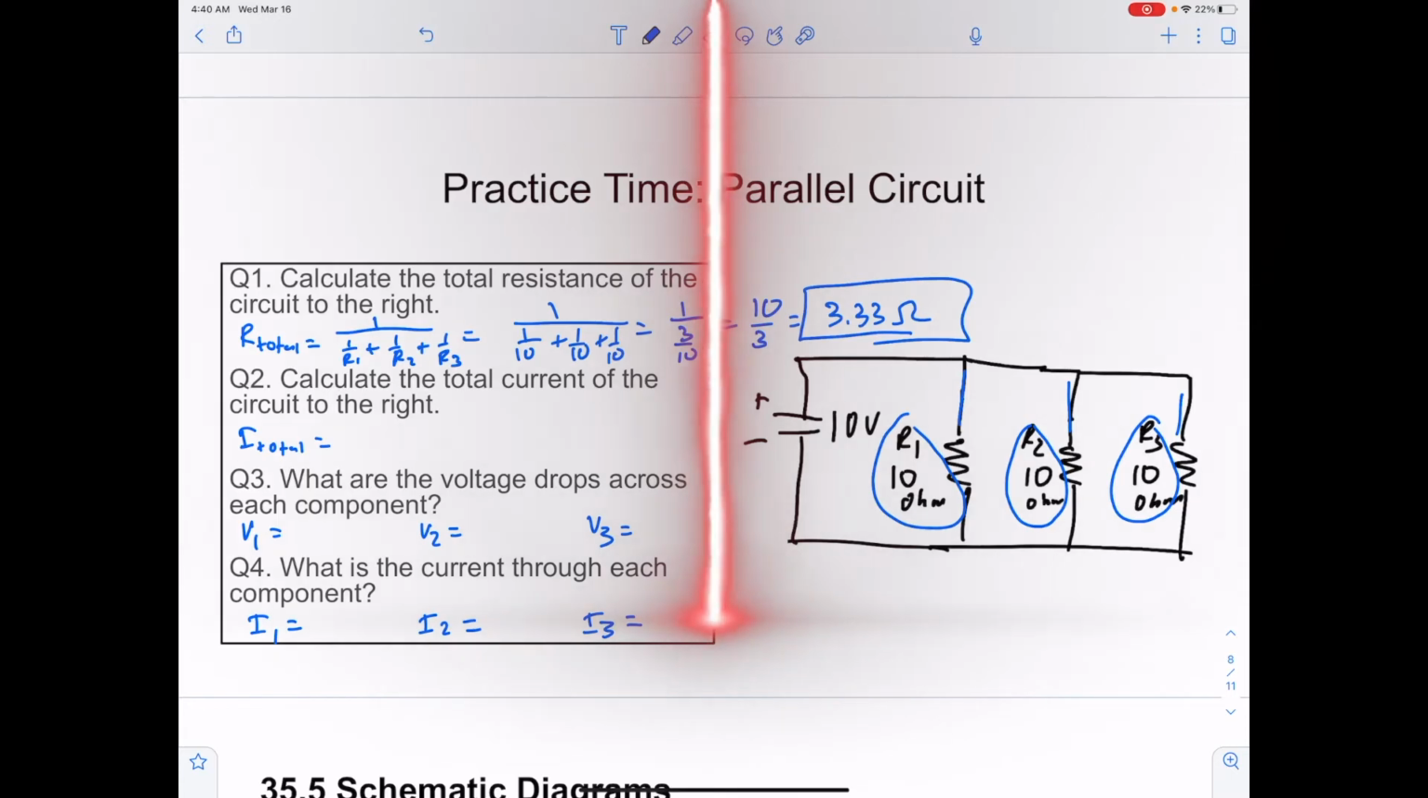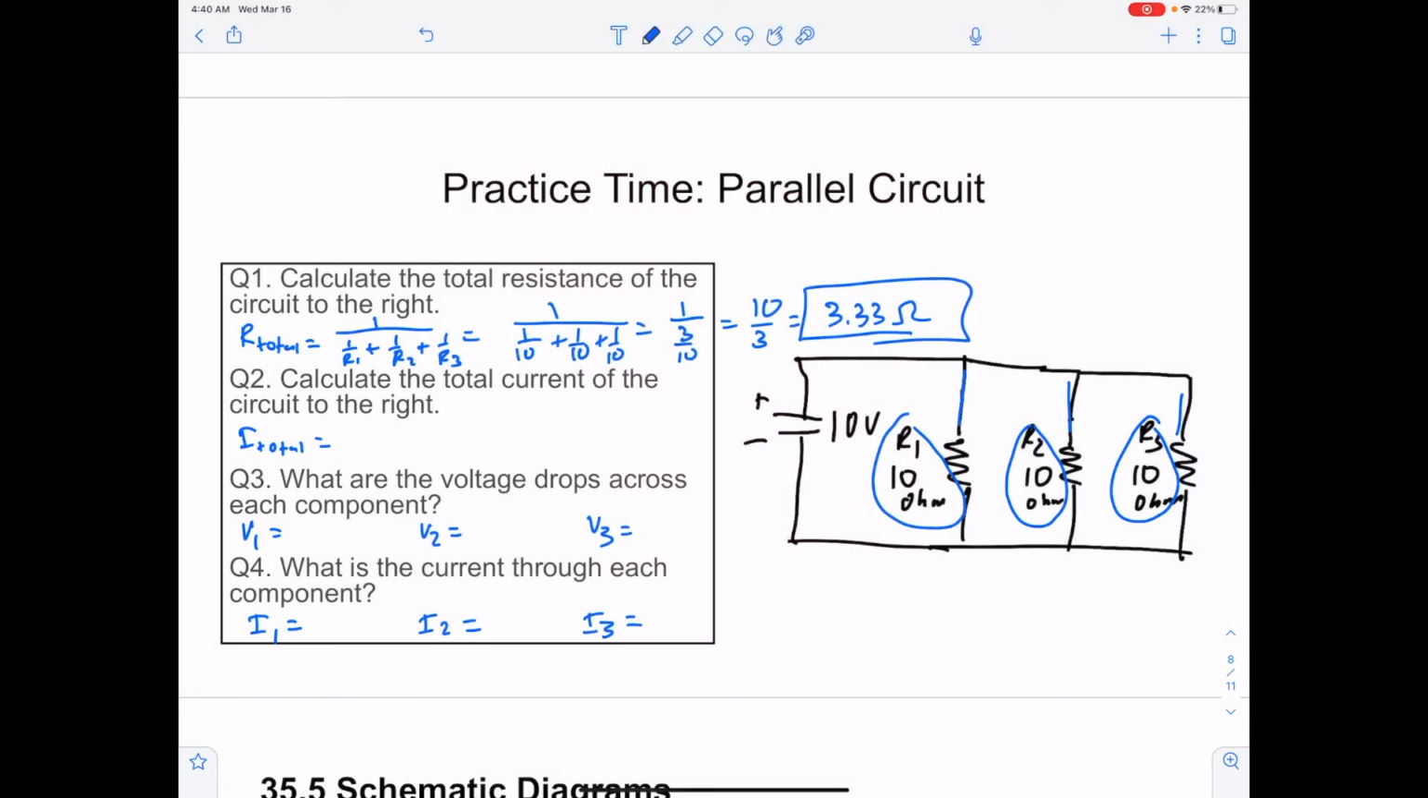What's the total current of the circuit to the right? Well, to answer that, we use Ohm's law. We have voltage divided by our total resistance. So we have 10 volts divided by 3.3 ohms. So this should be approximately 3 amps.